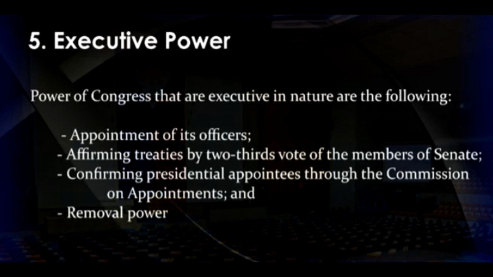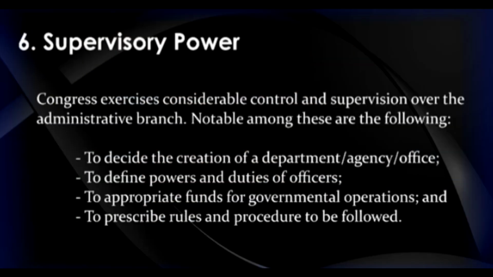Executive power. Powers of Congress that are executive in nature are the following: appointment of its officers, affirming treaties by 2/3 vote of the members of the Senate, confirming presidential appointees through the Commission on Appointments, and removal power. Supervisory power. Congress exercises considerable control and supervision over the administrative branch. Notable among these are the following: to decide the creation of a department or agency office, to define powers and duties of officers, to appropriate funds for governmental operations, and to prescribe rules and procedures to be followed.